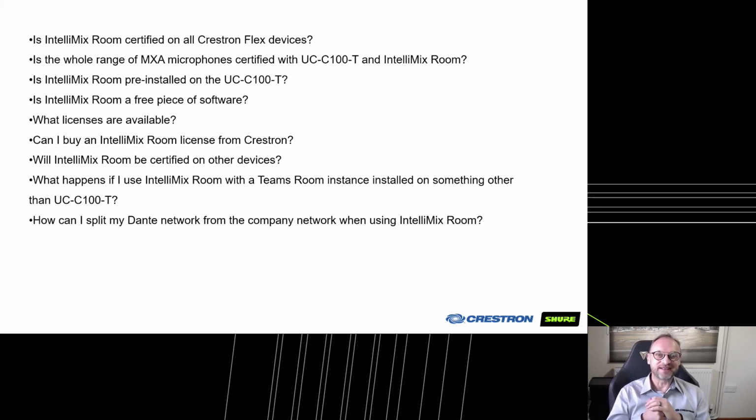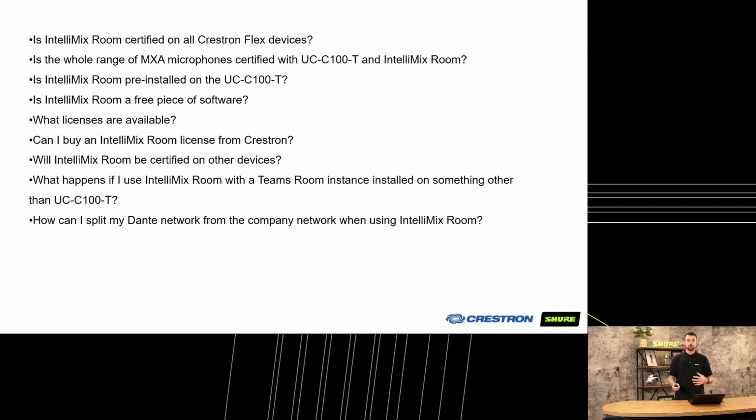So how can I split my Dante applications from my company network when I'm using IntelliMix room? You can use the third-party USB Ethernet adapter to create a secondary NIC on the UCC100T. This can be then selected as the Dante NIC during the IntelliMix room setup. You can't use the USB to Ethernet adapter included with the UCC100T integrator kit. This adapter is only used for directly connecting the touch panel to the UCC100T and will not support a secondary NIC for Dante.